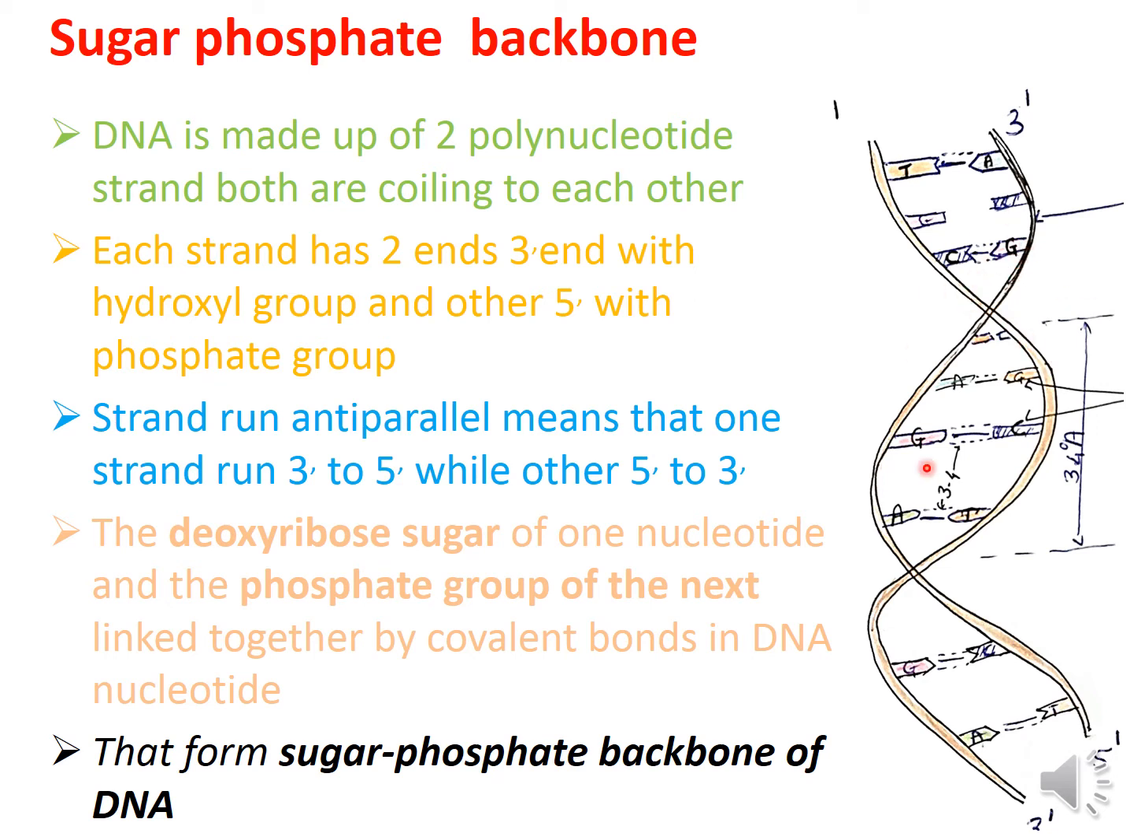So this is about the outer vertical line. We are discussing the vertical lines, meaning the outer structure of DNA is made up from sugar and phosphate. They have two ends.